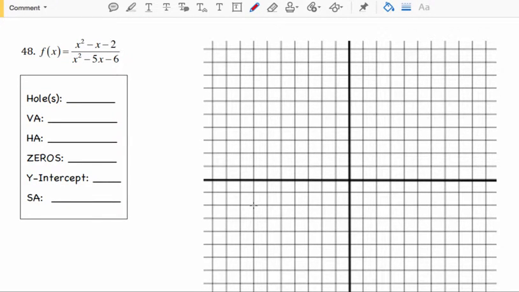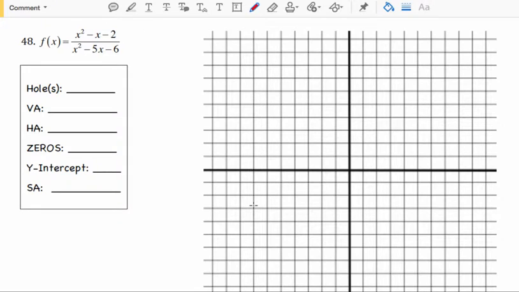I'll give you one more. I'll give you 48. So 48 looks like we have to factor the numerator and the denominator.